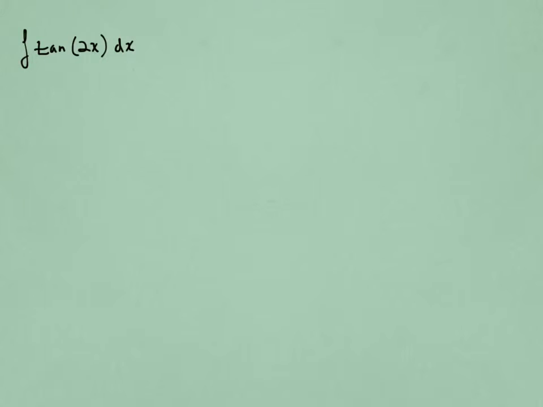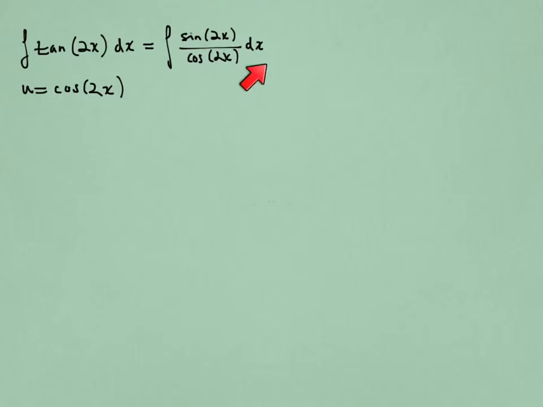Let's look at some more examples. Here's the integral of tangent of 2x. It's not immediately clear what its antiderivative is, but if we rewrite it in terms of sines and cosines, we can make some progress. I see sine over cosine, and they're roughly derivatives of each other. In fact, if I take u to be cosine of 2x, its derivative is roughly sine of 2x, and that's what's appearing in the numerator.